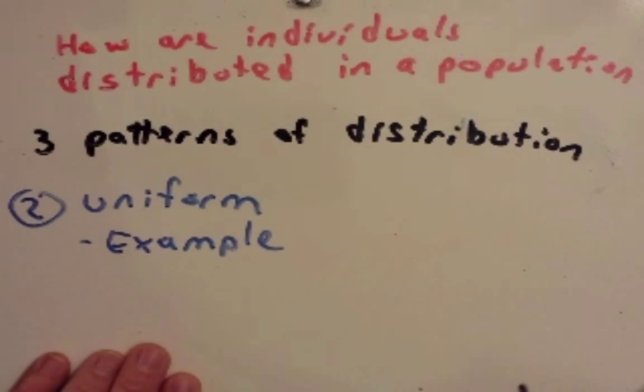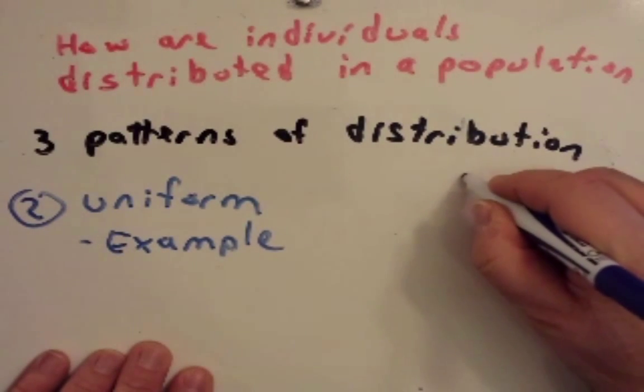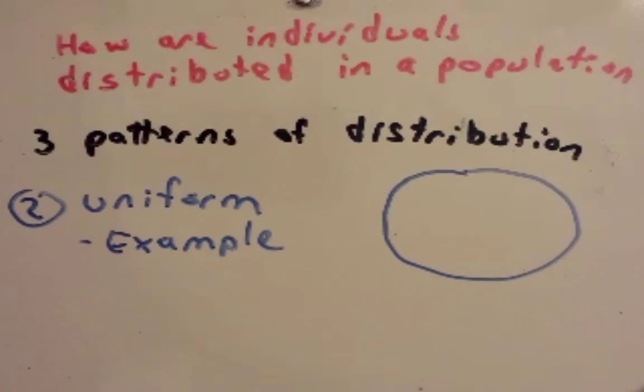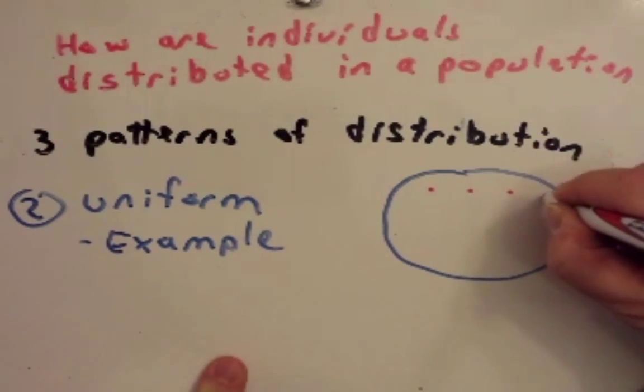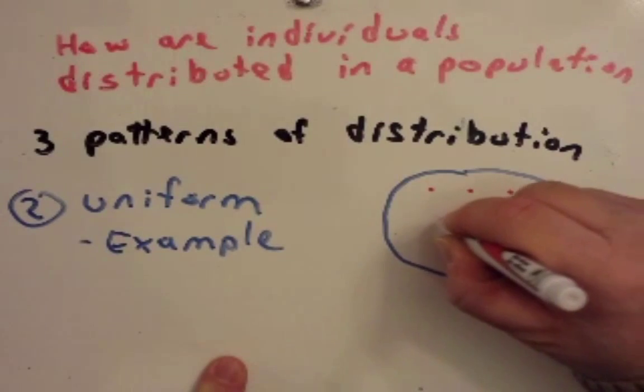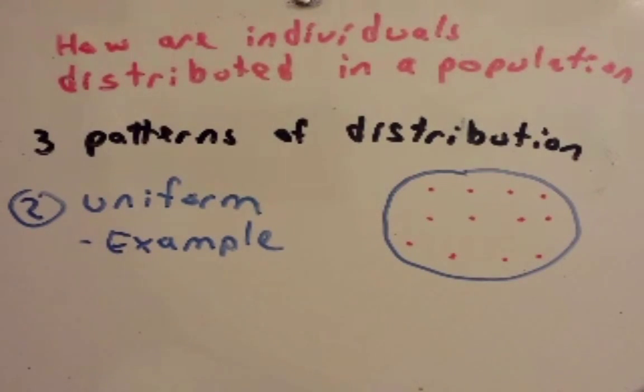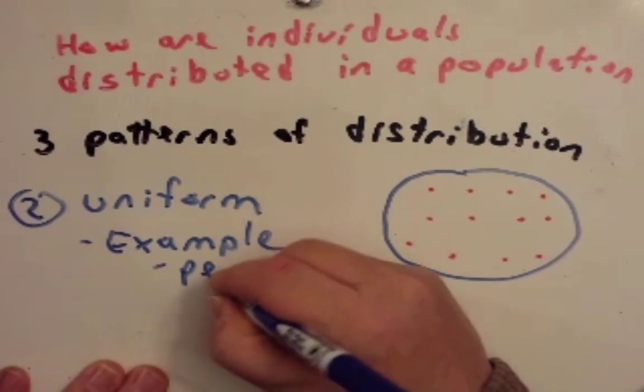Our second example is uniform. Let me first begin with an example. I think the best example I can think of, and I think your book may even mention it, if you've ever seen a picture or a video of penguins, you will notice that within the area that they're living in, the penguins are fairly uniformly distributed as they maybe sit on their eggs. Meaning that the space between them is very similar.